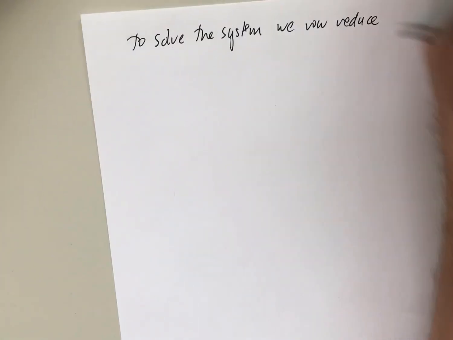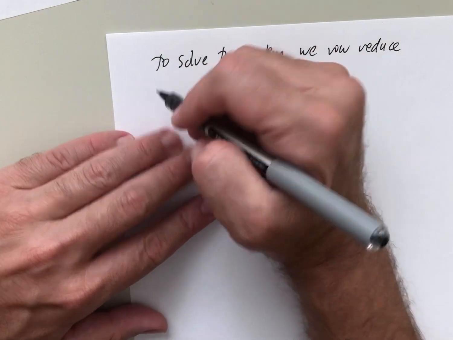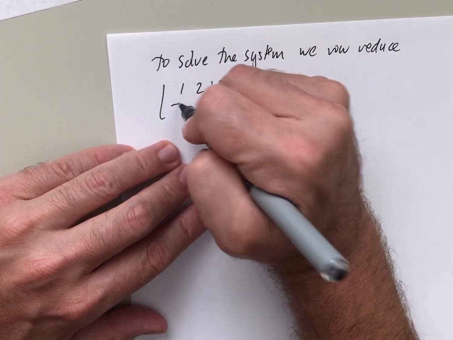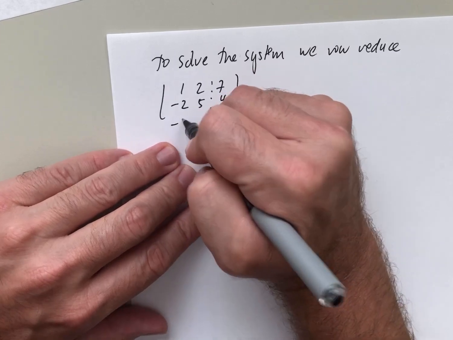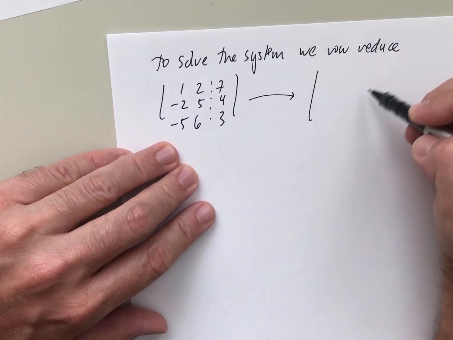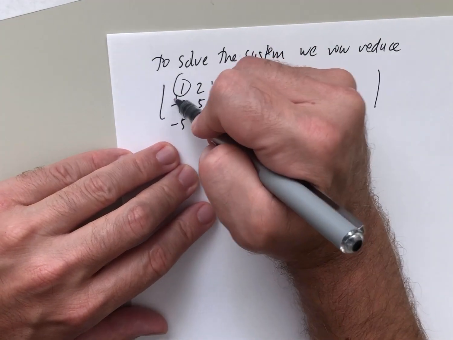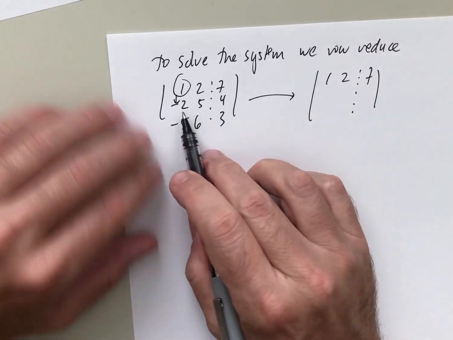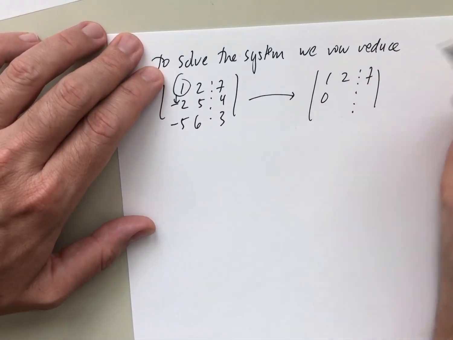So let me actually write the matrix here so I don't have to put both pages on one. So this was minus 2, 5, 4, minus 5, 6, 3. I'm going to go a little bit quick here. So here's my first pivot. I want to clear below it. I leave that first row alone. To clear below it, I add 2 times the first equation to the second.